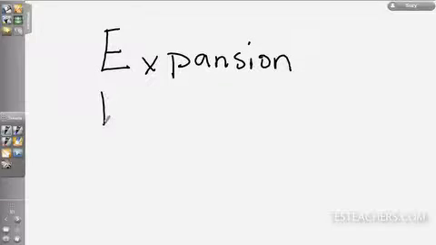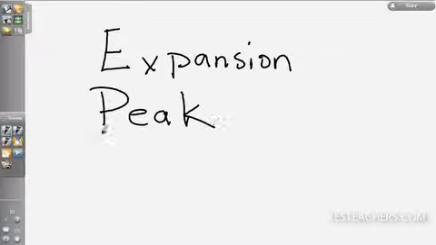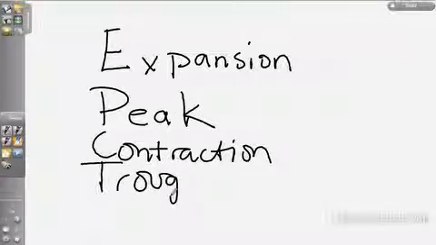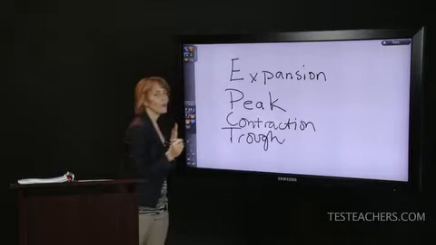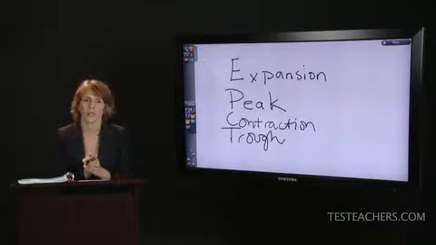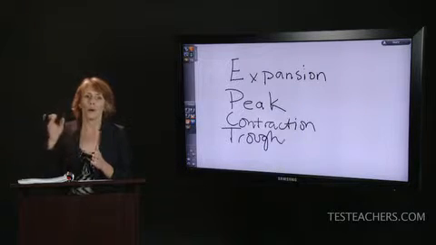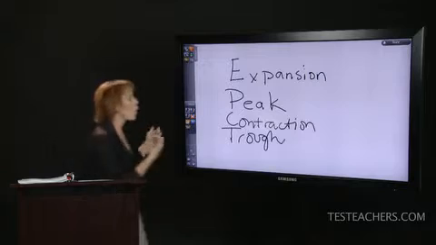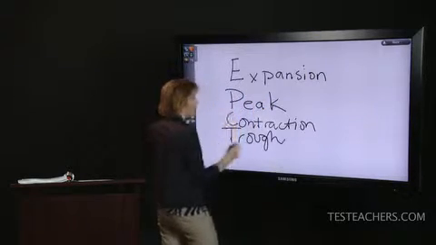Expansion, peak, contraction, trough. How long the economy will stay in one of these phases of the business cycle is unknown. But the fact that they follow each other is a given. So it always follows these 4 phases.